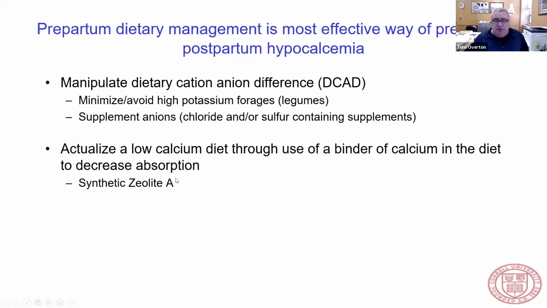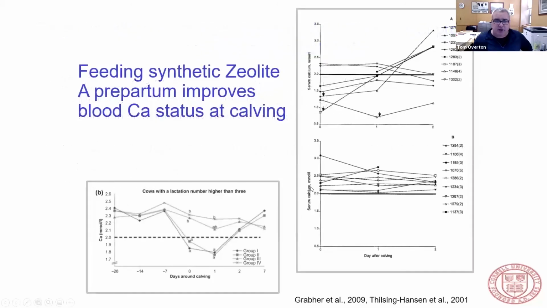So the other approach is to actualize a low calcium diet by use of a binder. So it's a different way to turn calcium metabolism on, but again, there are some ways to do that out there in the marketplace. This goes back to stuff that was done about 20 years ago over in Europe, where they determined that cows fed this synthetic zeolite A, which binds calcium and likely phosphorus as well, had really maintained much higher blood calcium levels post calving.